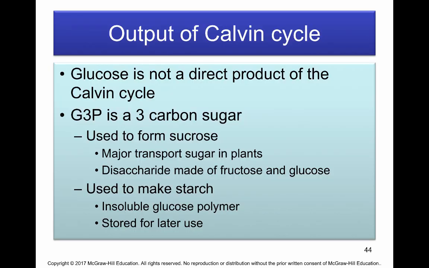So the output of the Calvin cycle is not really about making glucose, it's about making G3P. G3P is the simplest sugar molecule we have. It's a 3-carbon sugar, and we do use it to make glucose and sucrose. Actually, sucrose is how we move sugar around in the plant. We don't move glucose around, but we combine glucose and fructose to make sucrose, and that is what gets stored in the plant. Eventually, it will also get stored as starch.